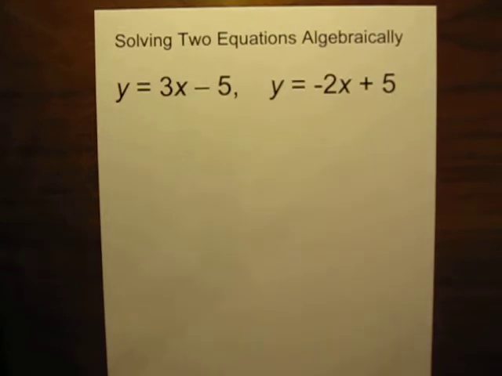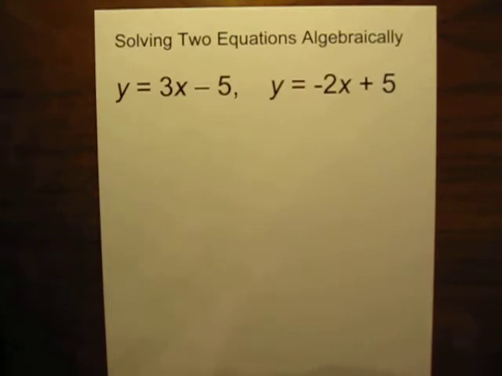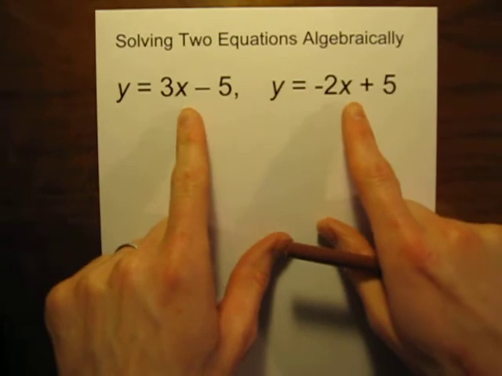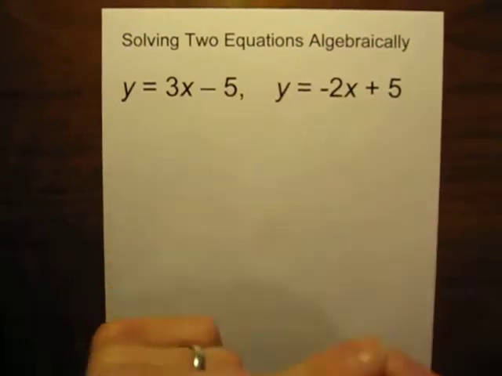Sometimes this is referred to as solving a system of linear equations, or just solving two equations. And like I said, really what that means is we want to know, where do these two lines meet? Each of these equations represents a straight line on a graph. Where are they going to cross? What are the coordinates of the point where they're going to meet?